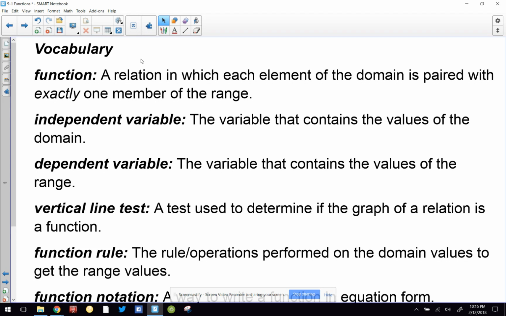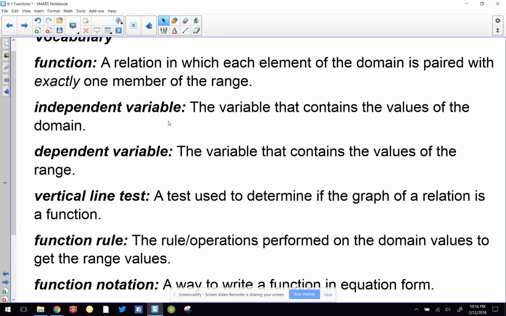Now a function is a relation in which each element of the domain is paired with exactly one member of the range. So that's stuff we talked about in chapter 1, things like relation, domain, and range, and we'll review that here in a second. Also, independent variable, that's the variable that contains the values of the domain. Typically, that's the x value. Dependent variable is a variable that contains the values of the range. Typically, that's the y values.